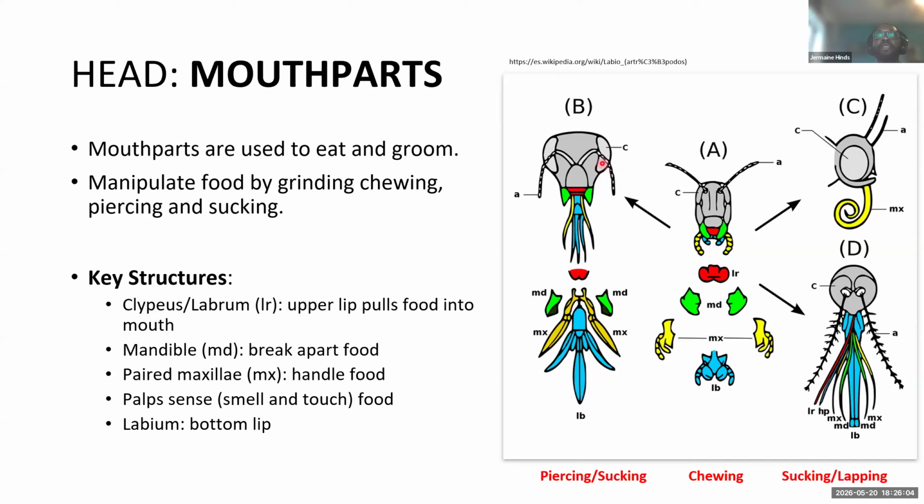Whereas things like mosquitoes or stink bugs have these needle-like mouth parts where they just stick right into their fruit or their host to pull out the nutrients. Others still, like the butterflies, have this sucking, lapping mouth part where they dig down the proboscis and slurp up nectar. So there are different kinds of mouth parts that can also help you identify what an insect really is.